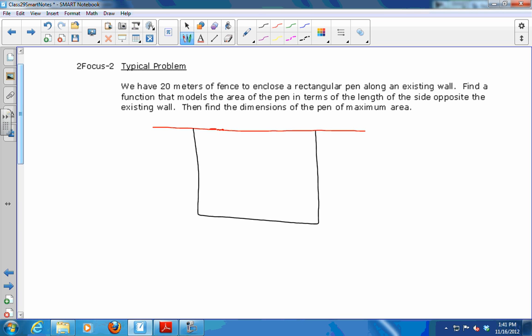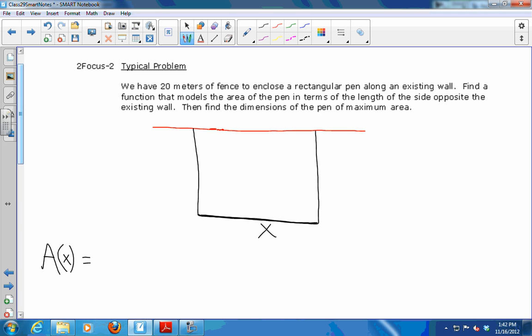All right. So now I'll read sentence 2. Find a function that models the area of the pen. So I'm looking for area, right? Function for area, in terms of the length of the side opposite the existing wall. So that would be this side right here, right? The length of this side, which we'll call x. We don't know. So I want to find a function for area where x is the independent variable. Area as a function of x.